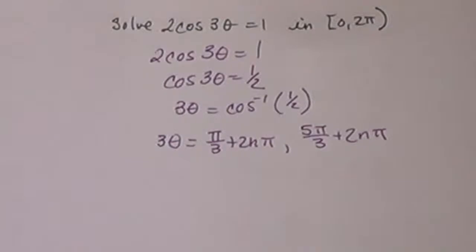So we know that cosine will be a half at pi over 3 and every multiple of that, and 5 pi over 3 and every coterminal angle of that.